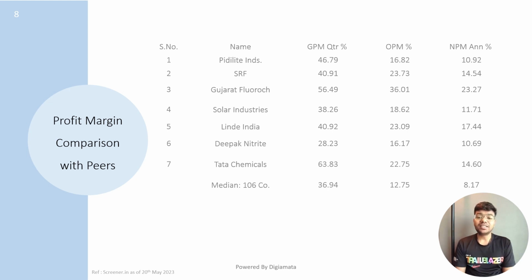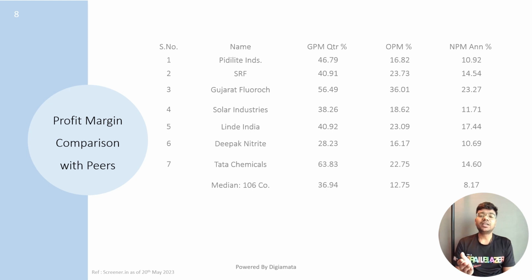Okay, the second is your operating profit margin, and the operating profit margin for Tata Chemicals is around 22.7%. While if you see peers like Pidilite, it's around 17%. For Deepak Nitrite, it's around 16%. I mean, it's still doing better on the operating cost. That's what it tells you.